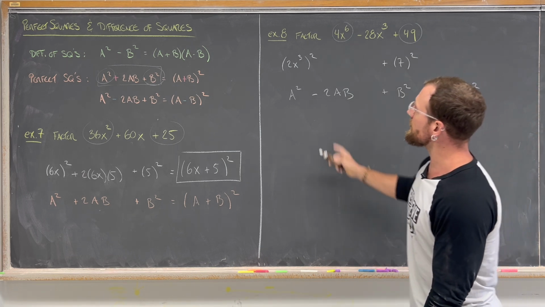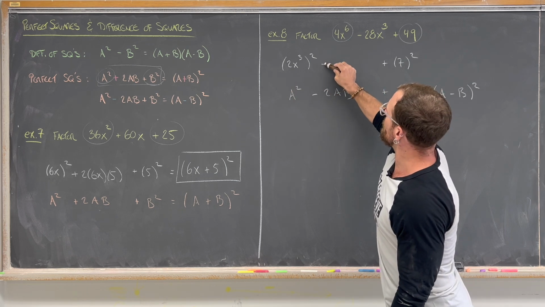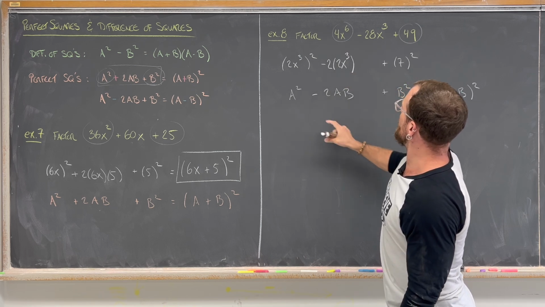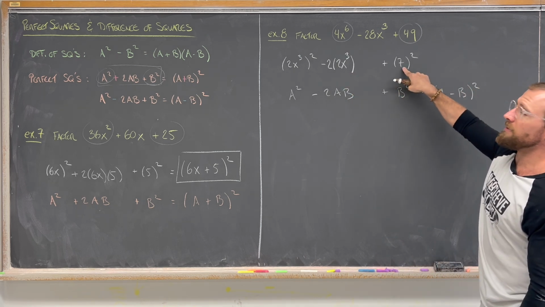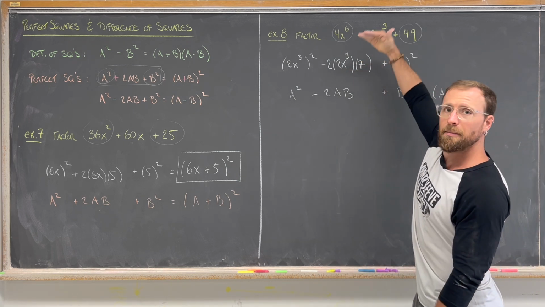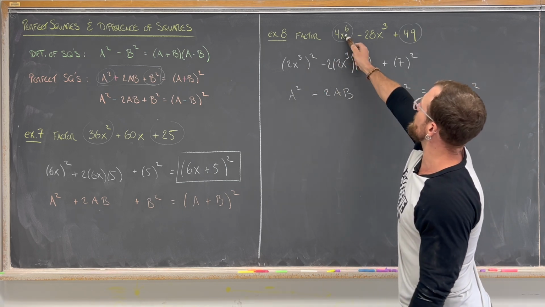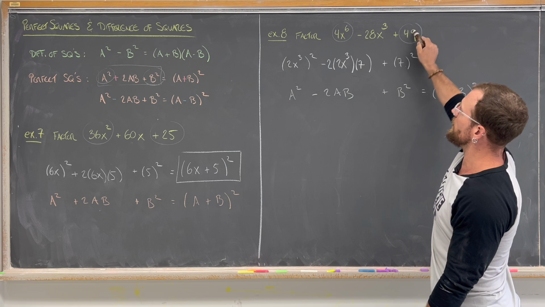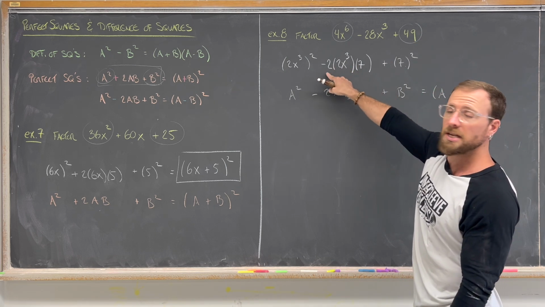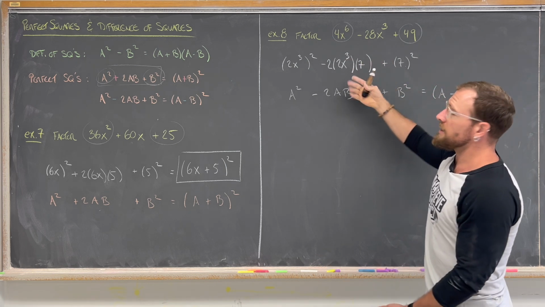So let's see. The role of a is being played by 2x cubed. So what would be minus 2 times 2x cubed times b? The role of b is being played by 7. So I'm asking myself at this point, is this the same as what's above? Well, let's see. I know that the first term is 4x to the 6th. I know the last term is 49. What's this? This would be minus 2 times 2 times 7. That would be minus 28x cubed. Minus 28x cubed. So yes, this works.